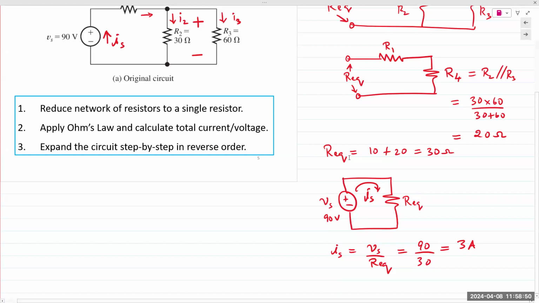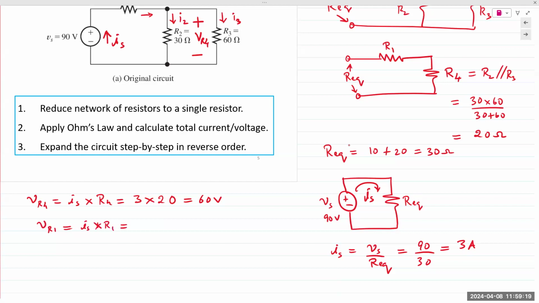So I can find, this would be VR4, and VR4 would be Is times R4, which is 3 times 20, which gives me 60 volts. VR1 is equal to Is times R1, which is 3 times 10, 30 volts.